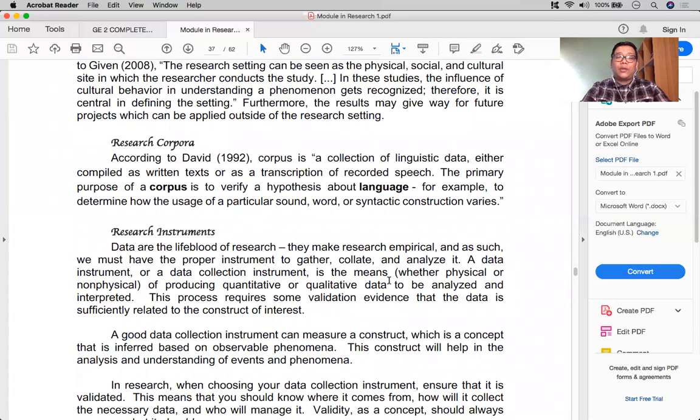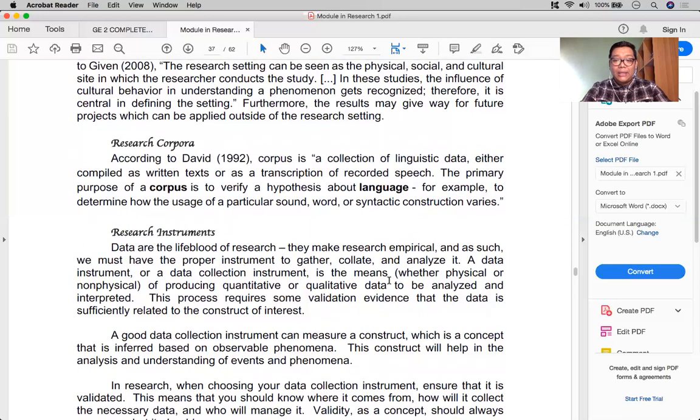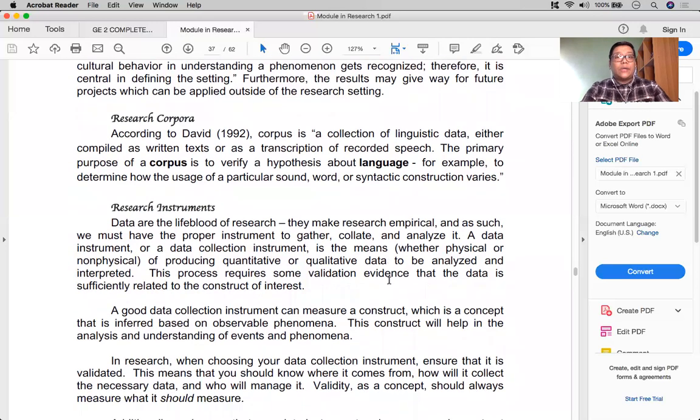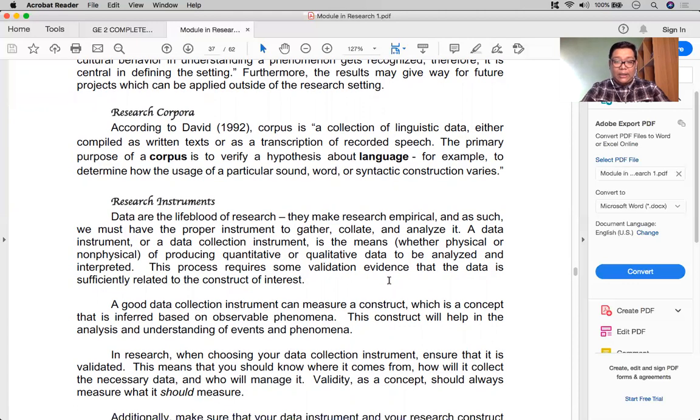A data instrument or a data collection instrument is the means, whether physical or non-physical, of producing qualitative or quantitative data to be analyzed and interpreted. So here, you will be requiring some validation evidence that the data is sufficiently related to the construct of interest. So that is why it's very important that you choose the most appropriate research instruments, because if your research instruments are faulty, then definitely you will be producing also erroneous data or irrelevant data.